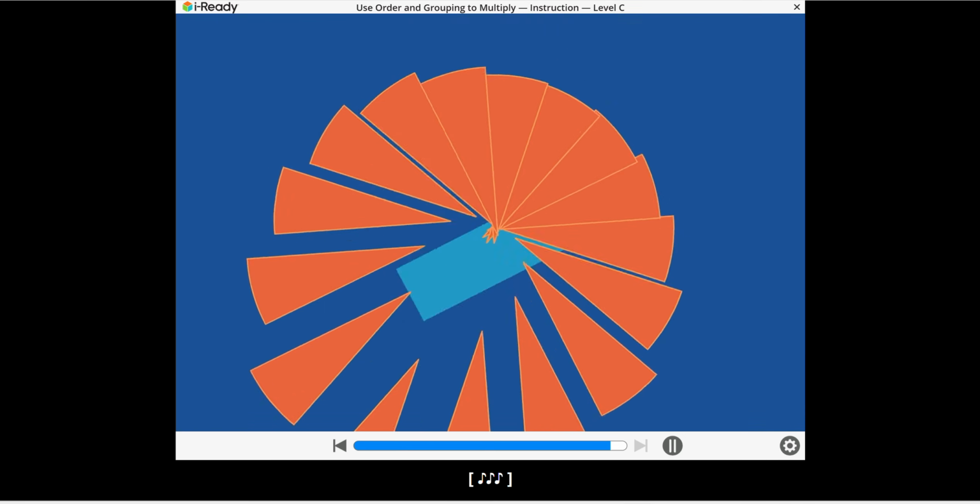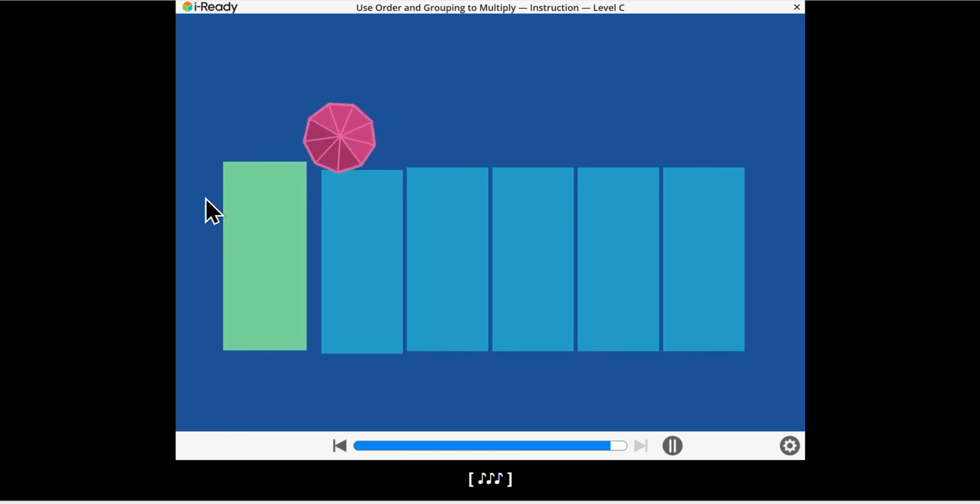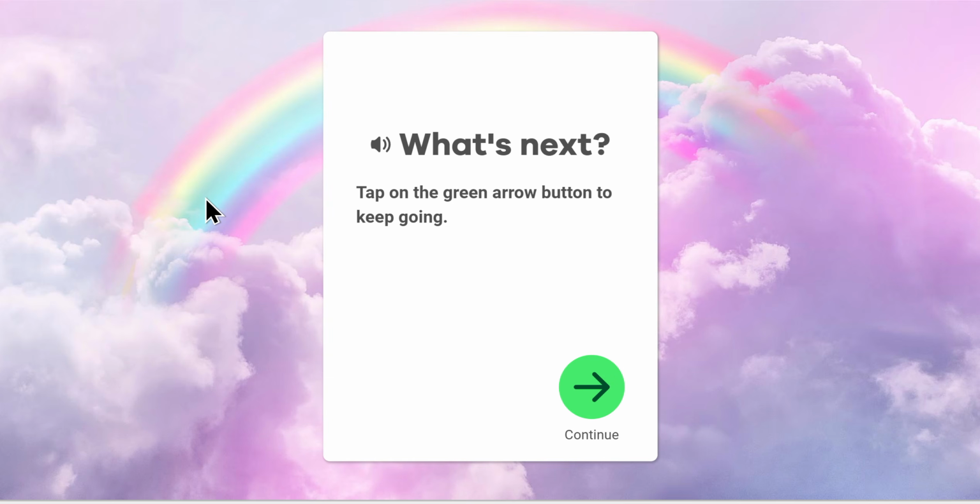Long multiplication! Yeah, we all know long multiplication, y'all.